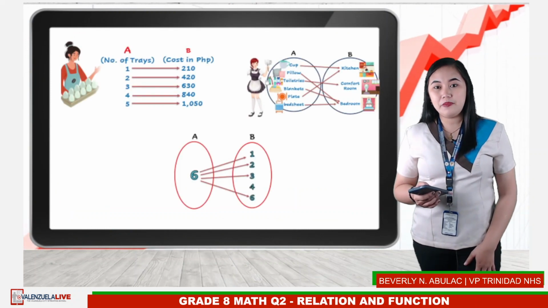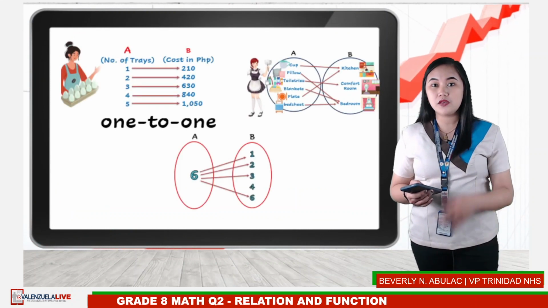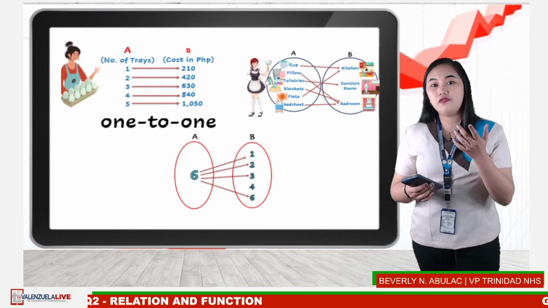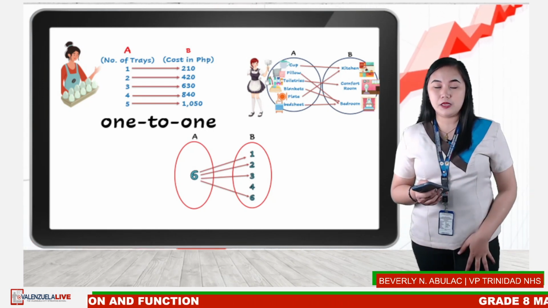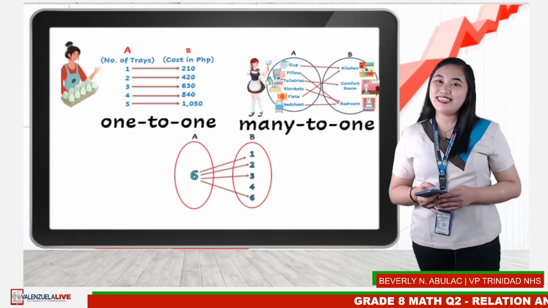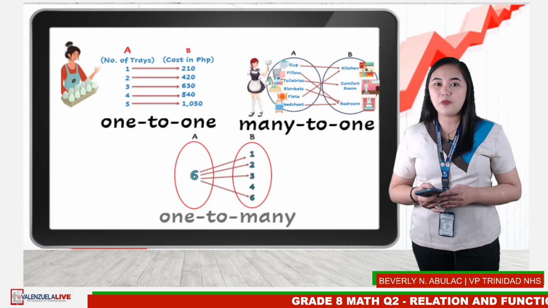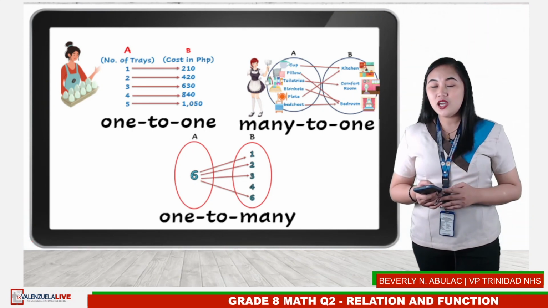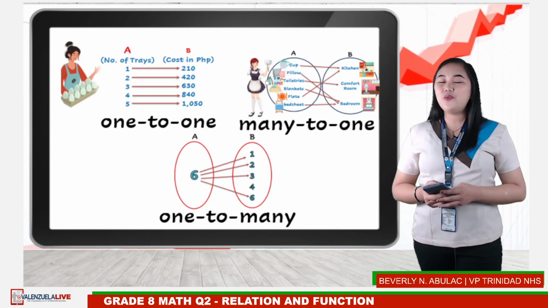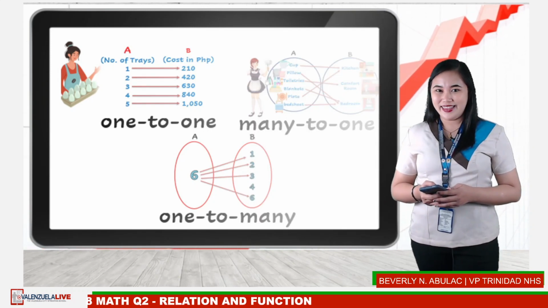In the previous activity, the relation between the number of trays of eggs and its cost is an example of a one-to-one correspondence. The relation between an object and its proper place is an example of a many-to-one correspondence, while the relation of a given number to its factors is an example of a one-to-many correspondence.